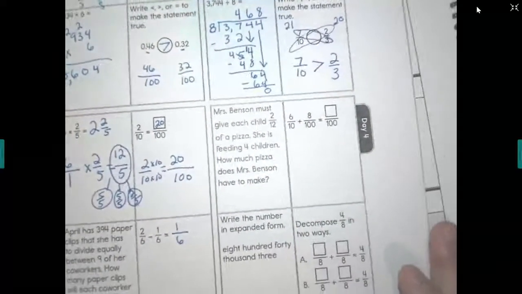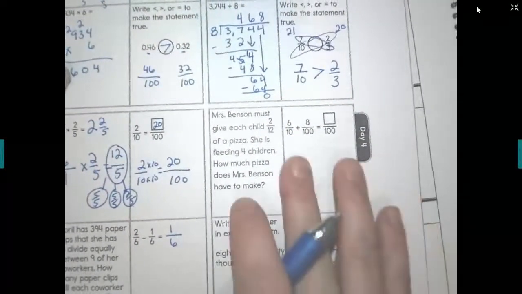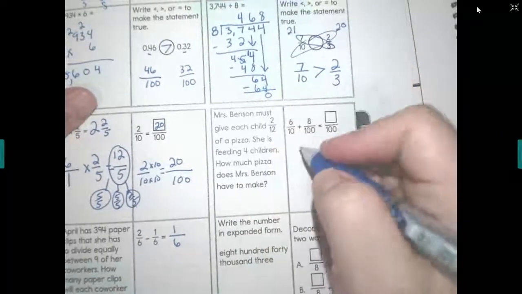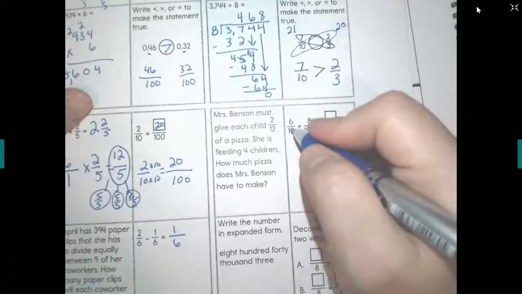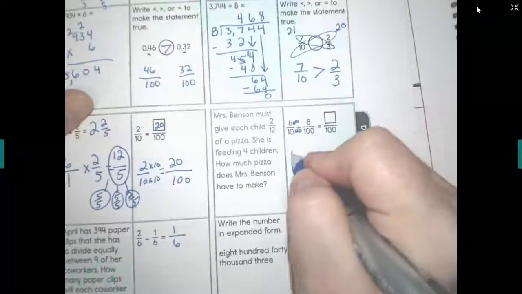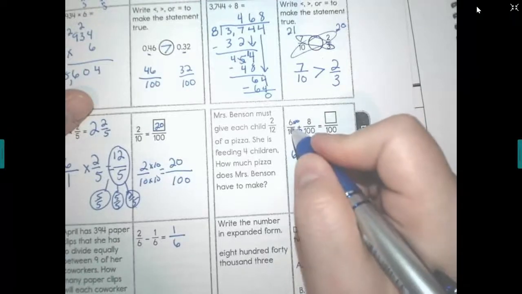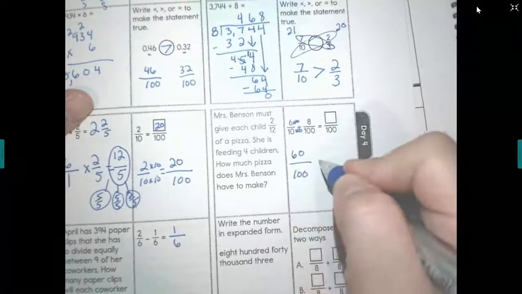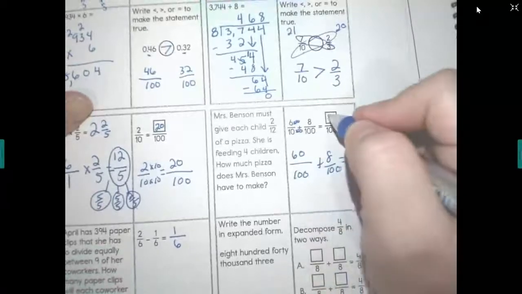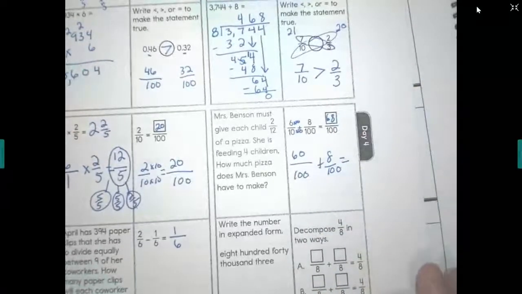6/10 plus 8/100. We have to have like denominators, so I know I can multiply by 10 to get hundredths. So I can do that in my head, but if you need to see it, 6 times 10 is 60, and then 10 times 10 is 100. Now we can add them together. So 60 plus 8 is 68/100.